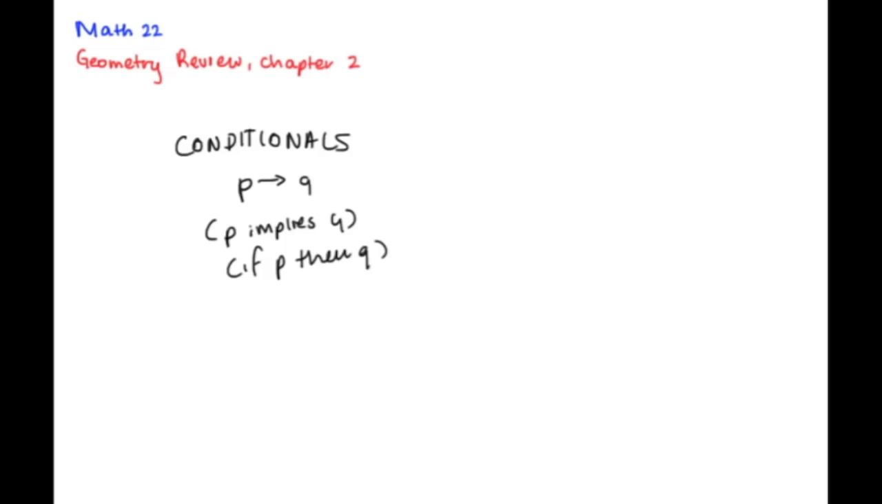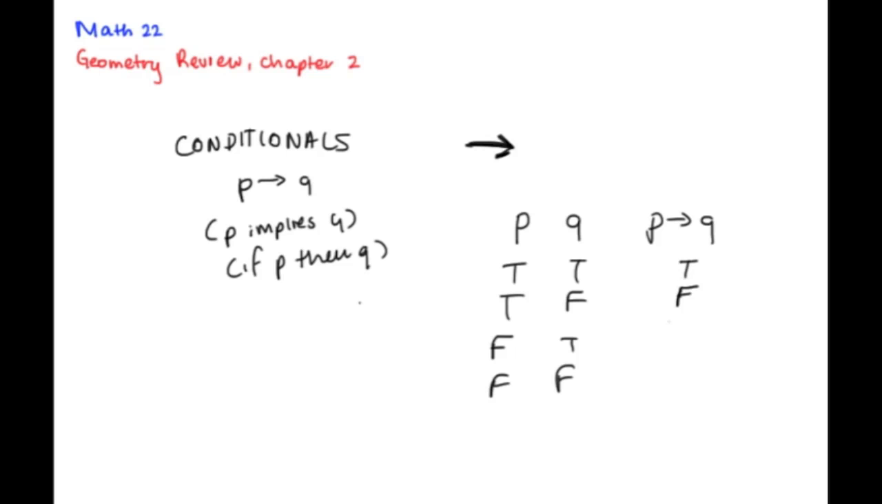And then you have conditionals, which is drawn by an arrow sign that looks like that. It reads out as P implies Q, or if P then Q. A conditional is only going to be false if the P value, the first value, is true and the Q value is false. So if I were to make a mini truth table here, P and then Q, P implies Q is only going to be false if P is true and Q is false. And that kind of makes sense if you think about it again.